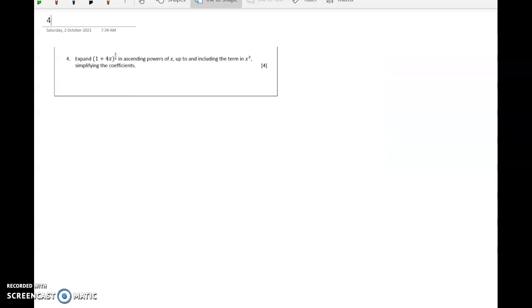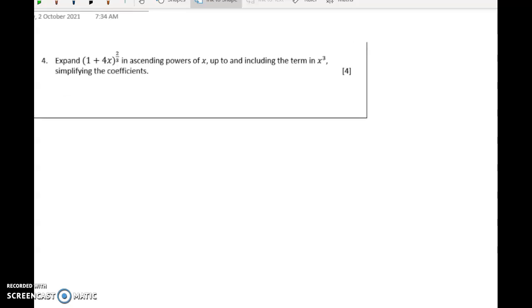So here we go. Question 4 is one of these really boring but fiddly binomial expansions. We have to expand this in ascending powers of x, and this time we have to go up to and including the term in x cubed. Remember, you're given the formula for this. You just need to make sure before you start that you're in the right kind of pattern to do it.